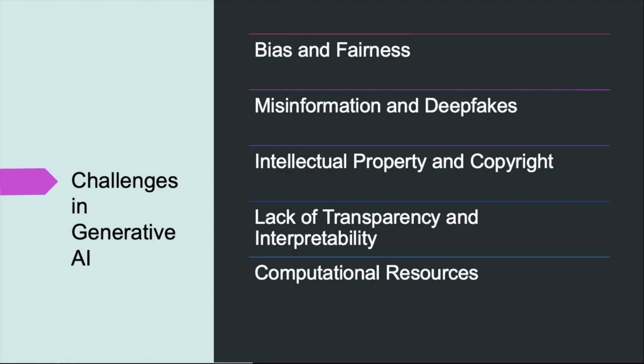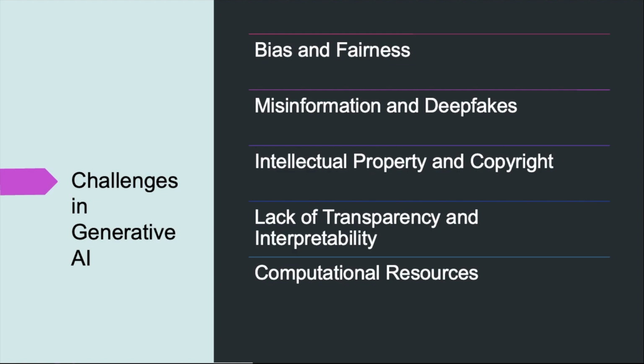The next challenge is intellectual property and copyright. Generative content that resembles existing work raises questions about intellectual property rights and copyright infringement. For example, an AI system that generates music or art like existing pieces may raise copyright issues if used without permission.